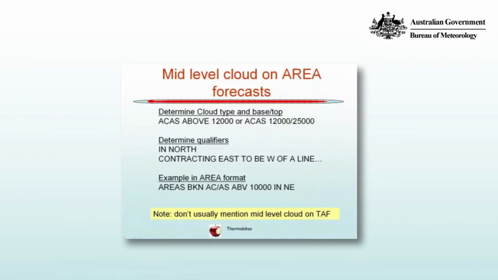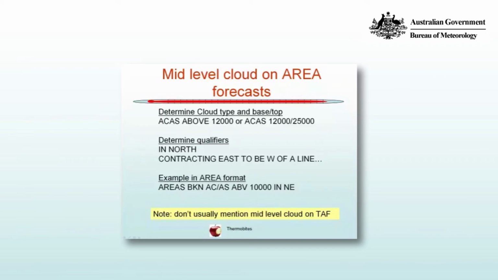So let's look at some examples of how that might look in an area forecast. Remember, an area forecast is a forecast over an area for a period of 12 hours or so, and is meant to broadly describe the broad scale pattern. Here we have, for example, a forecast that says ACAS above 12,000 feet. Or one could write ACAS 12,000 feet, which is the base, to 25,000 feet, which is the top. Of course, on an area forecast, your region of responsibility finishes at 18,500 feet, so either form is correct.